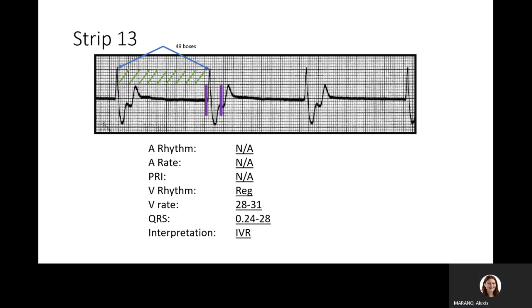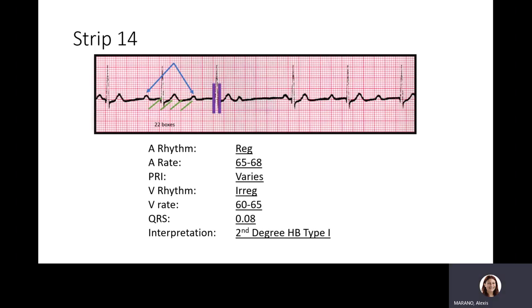QRS, note the purple marks where you should be measuring your QRS. And it's wide, 0.24 to 0.28. The interpretation here is IVR, idioventricular rhythm. Strip number 14.